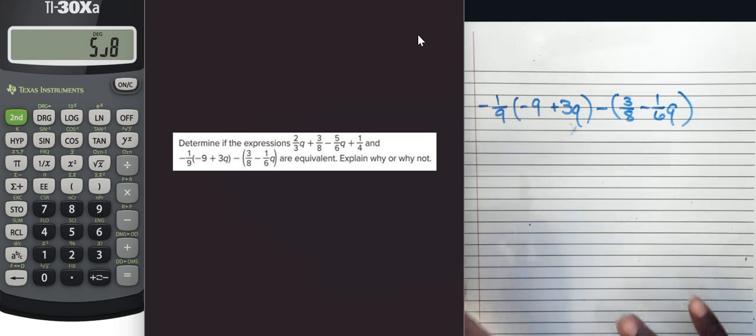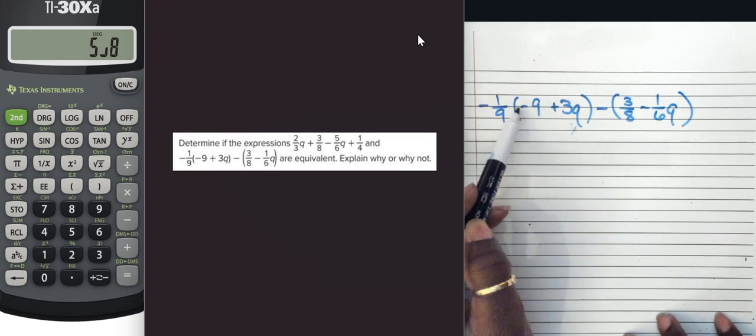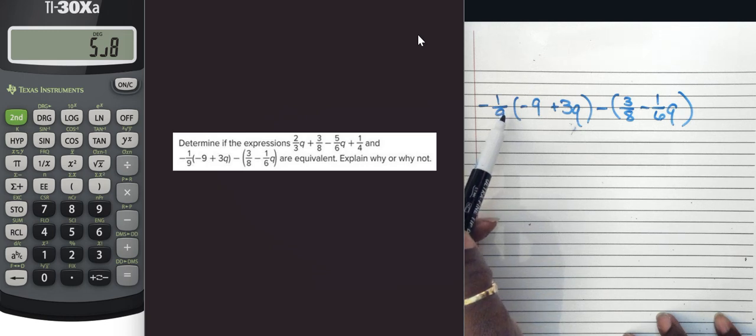So first things first, we remember PEMDAS. We want to start off with our parentheses. Remember, if we don't see a number outside of the parentheses, you're assuming that you're multiplying by 1. However, if you see a number outside of the parentheses, remember that you need to multiply by that number.